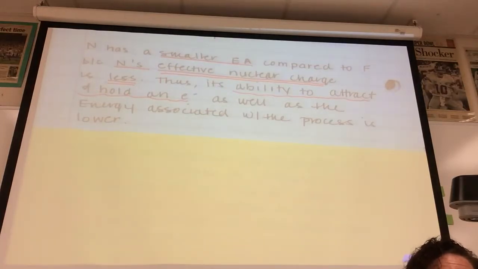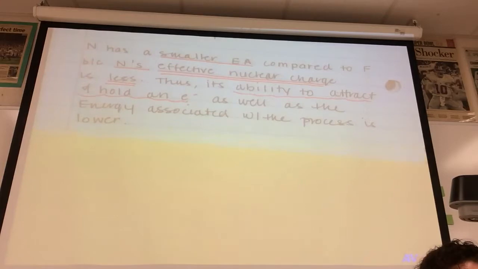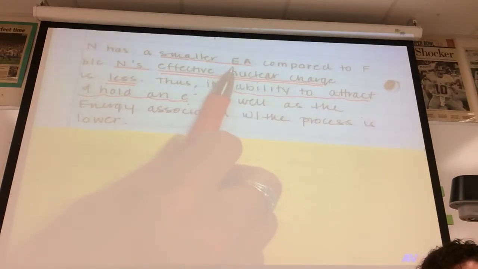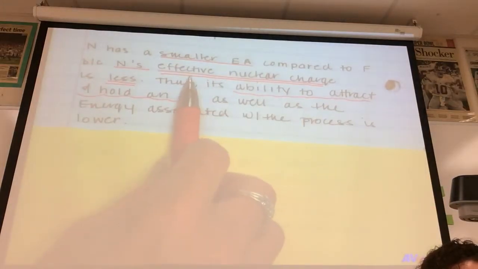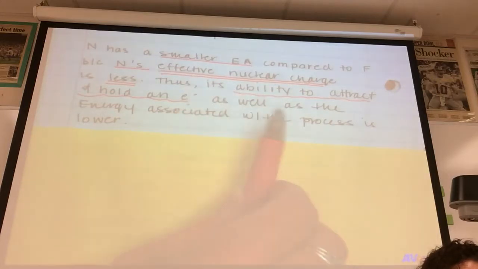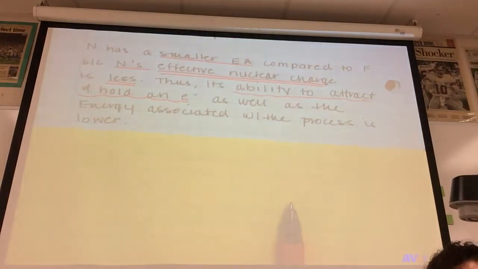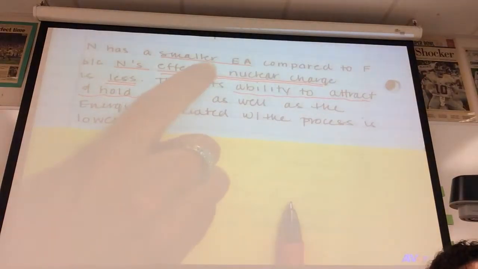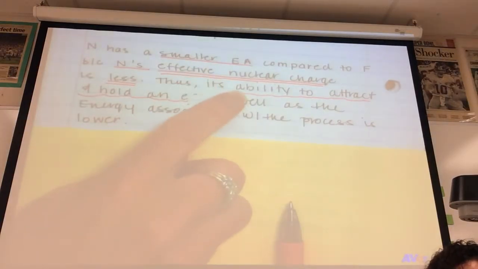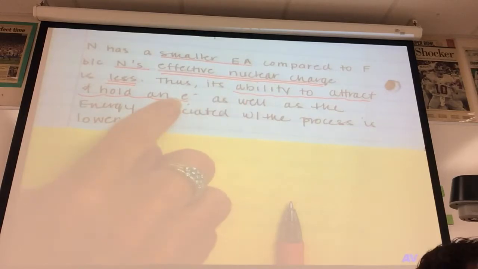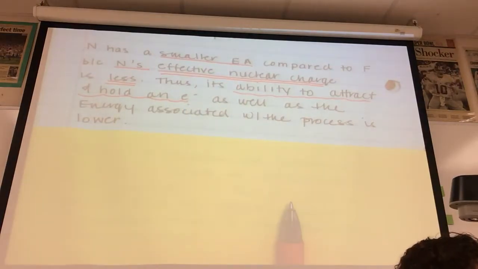So elements that are further to the left in a period, you're going to see a smaller electron affinity because the effective nuclear charge is lower. Less energy is required to attract and hold an electron. And when you answer these questions, make sure you answer the question, make sure you explain why, and make sure you define that property. Let's take a look at the next one.